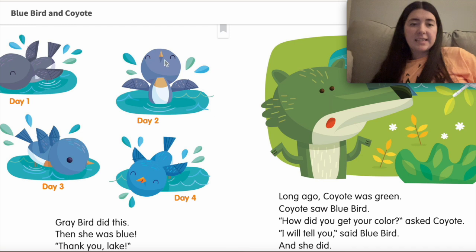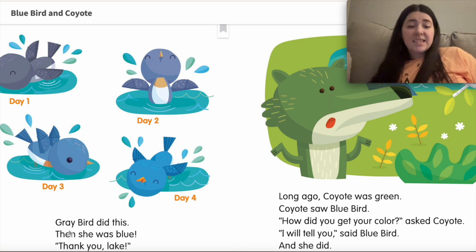Ooh, I like how I can see in my picture here. I can see that we started day 1. I can tell that because the label says day 1, that this was the first day that Graybird went. And this label says day 2, so this is the second day that Graybird went. And day 3 right here, so it's the third day, and then the 4th day. And look at what is happening to Graybird's color. Graybird did this. Then she was blue.